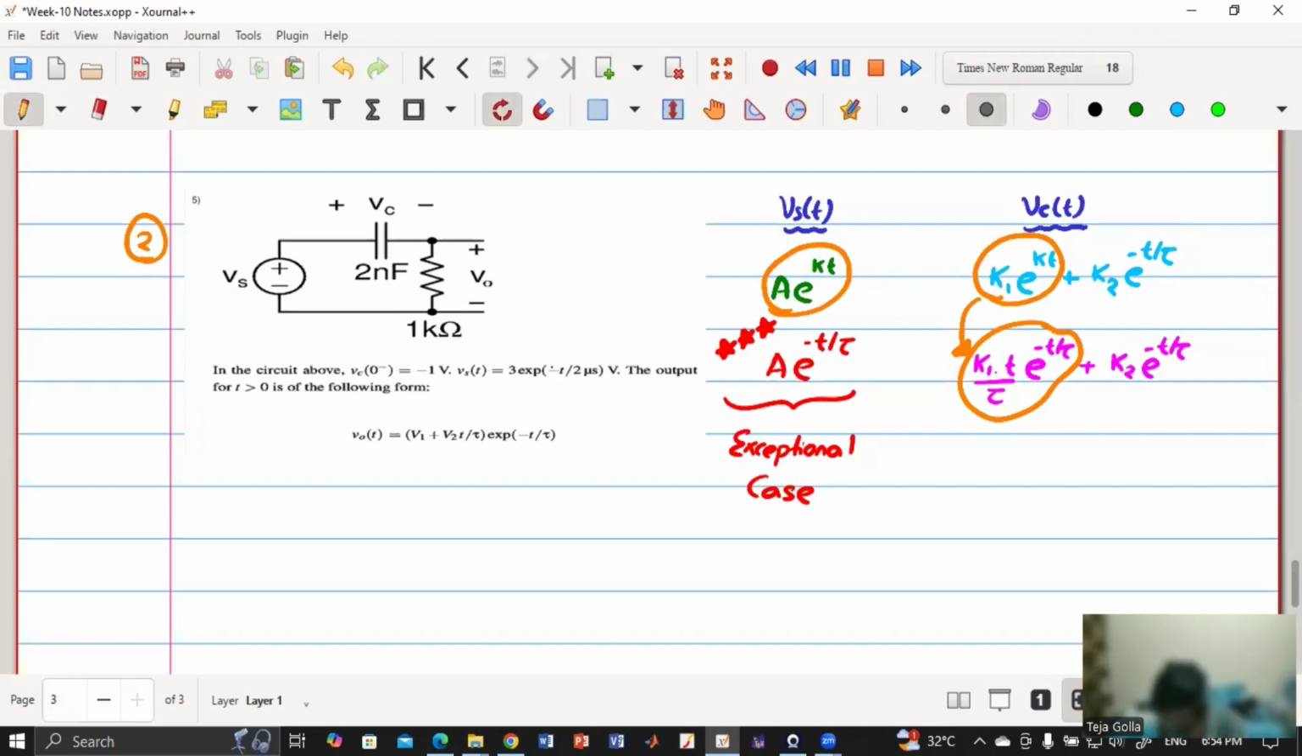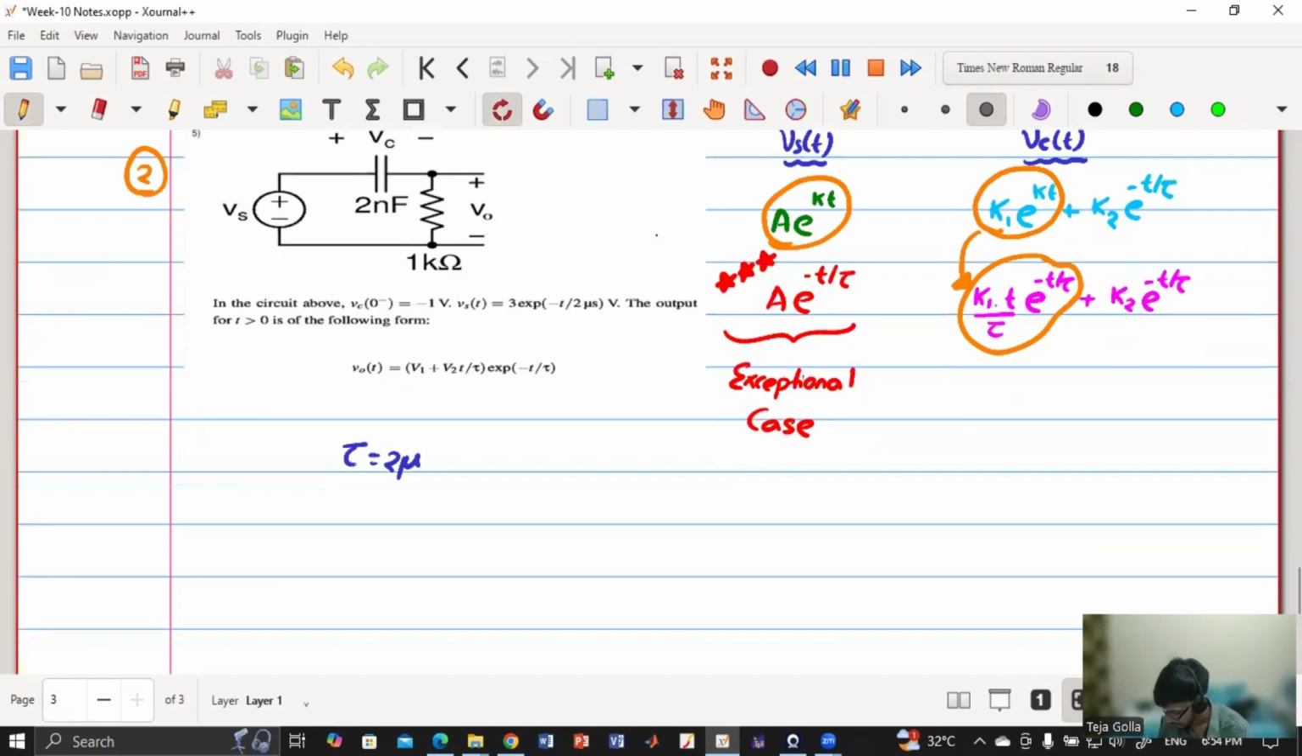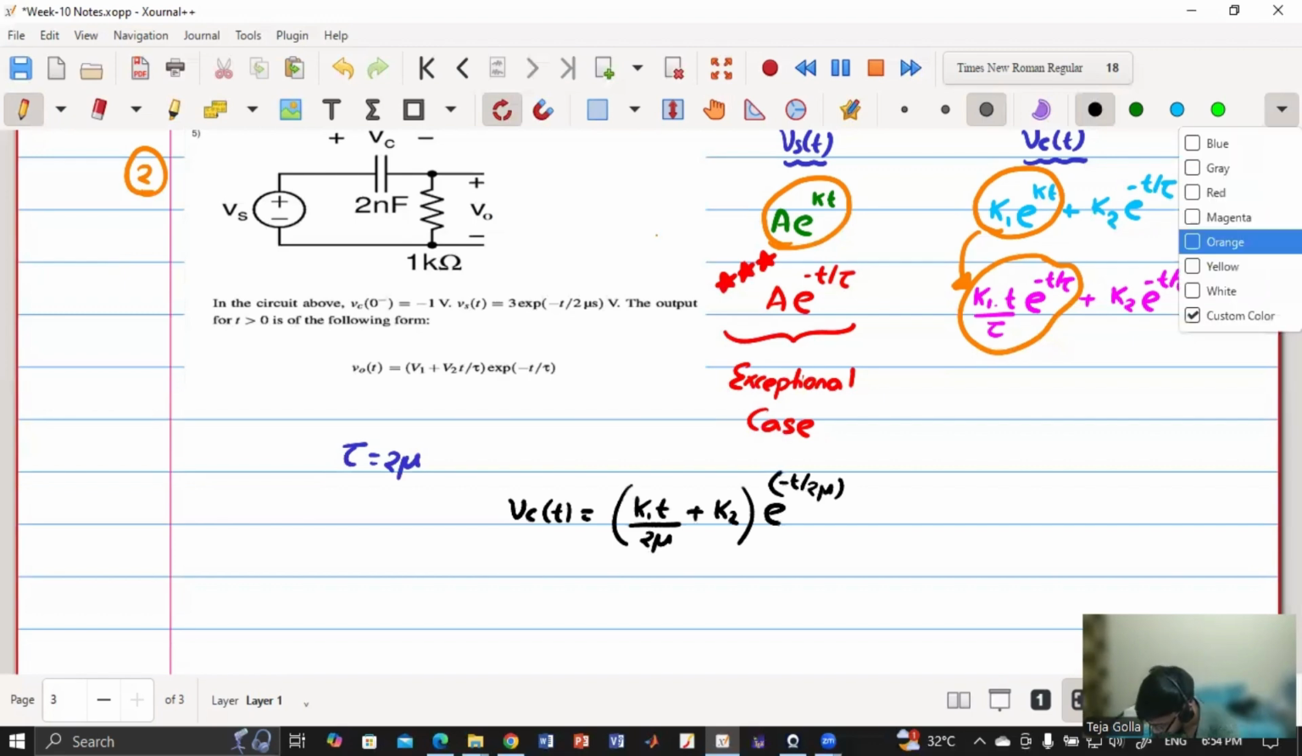What do you know? Tau we know, right? So tau is 2 micro here. Okay, so now I have written the generalized expression of VC of t. So again, we'll start with the generalized expression of VC of t. We have VC of t is equal to some k1 into t by tau, which is 2 micro, plus k2 into e to the power minus t by 2 micro. Is it clear? Until this point, we have just substituted tau, and then we have taken the common.